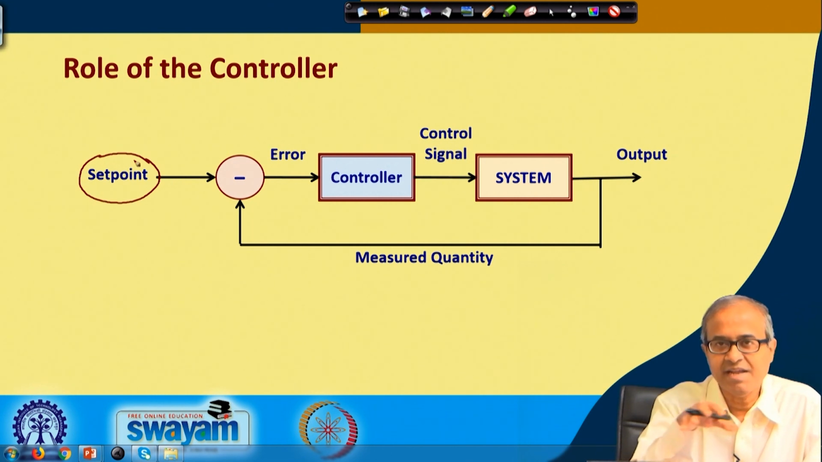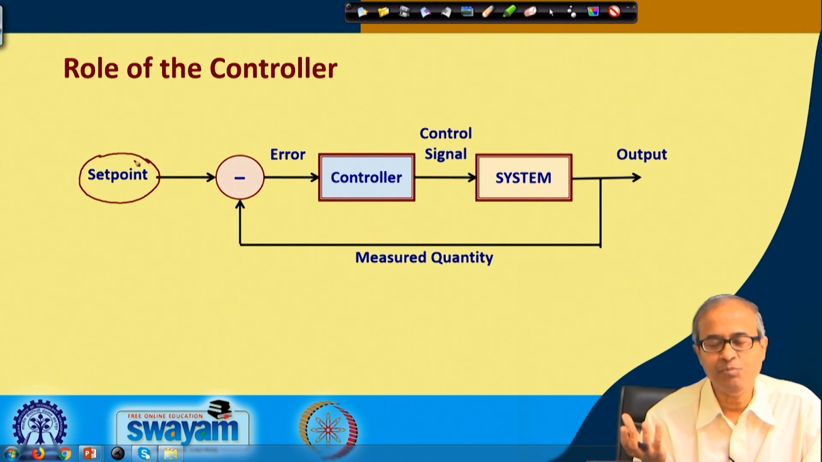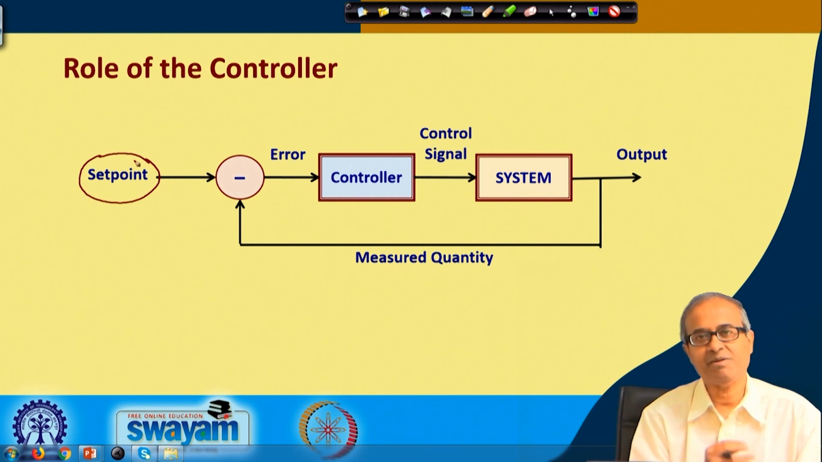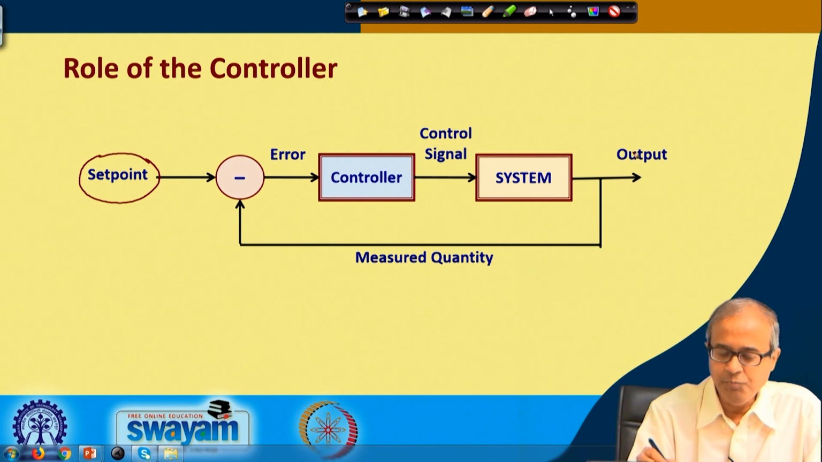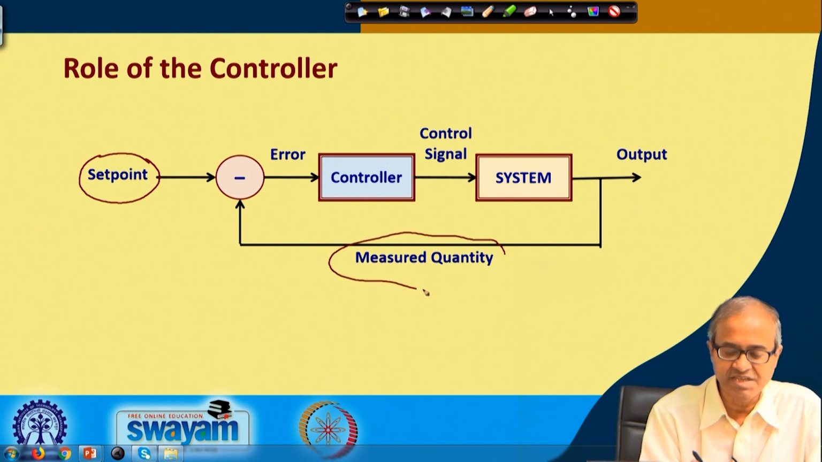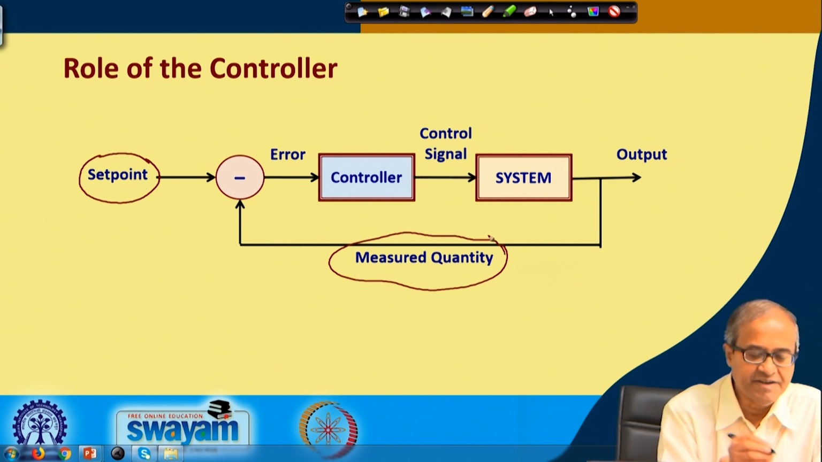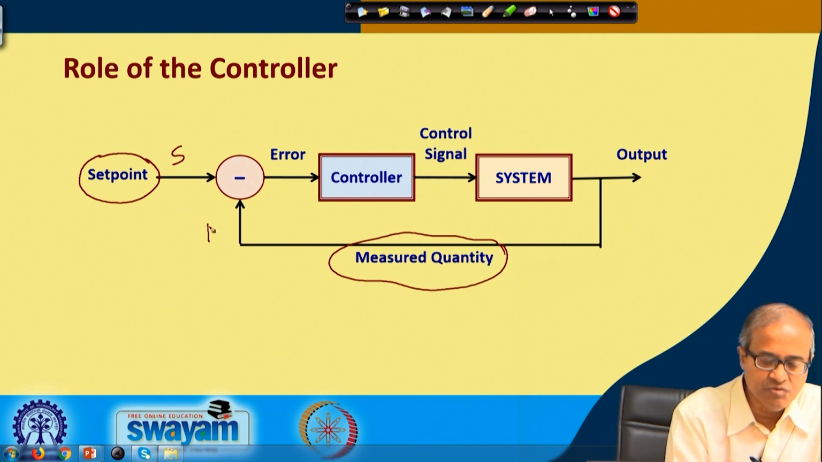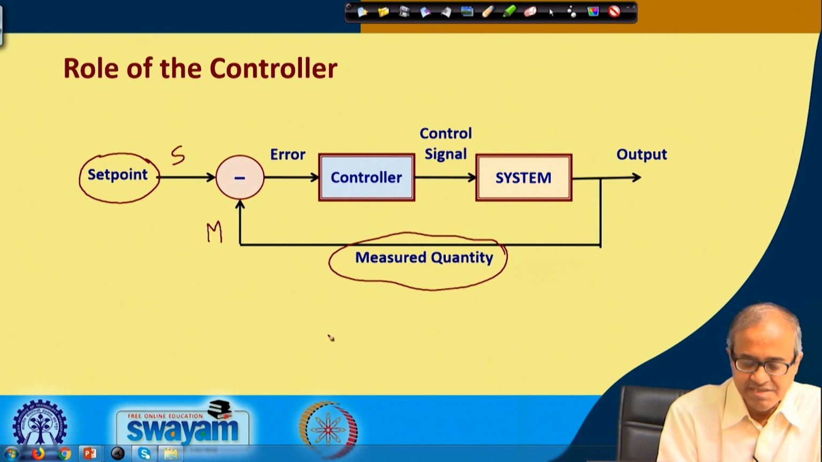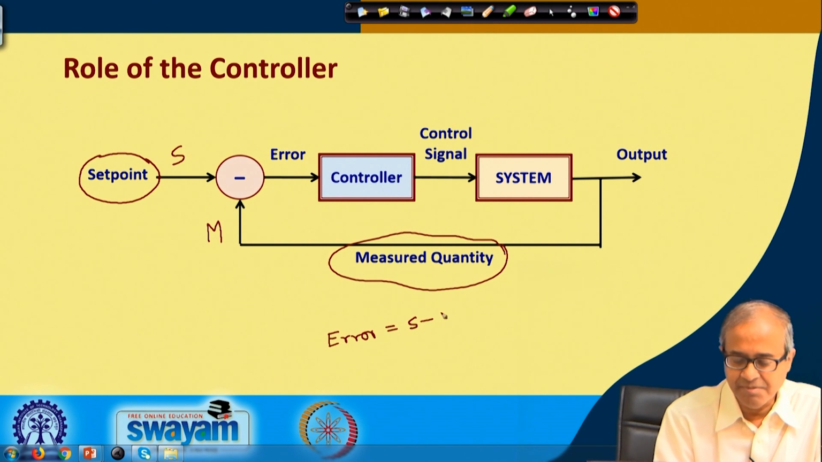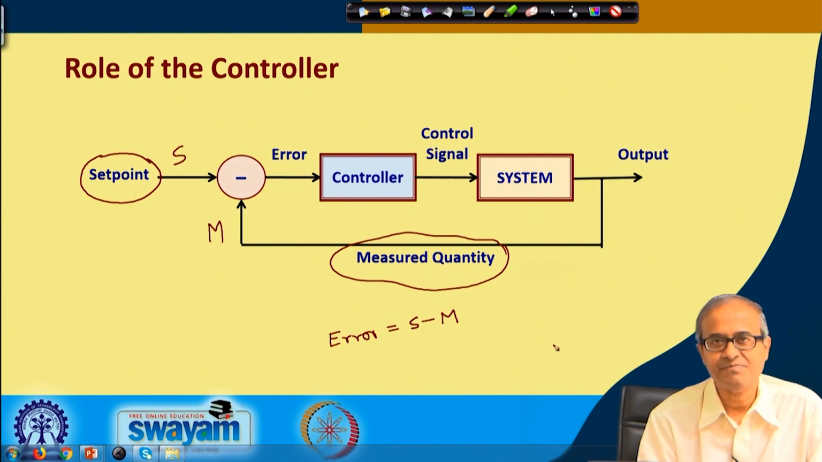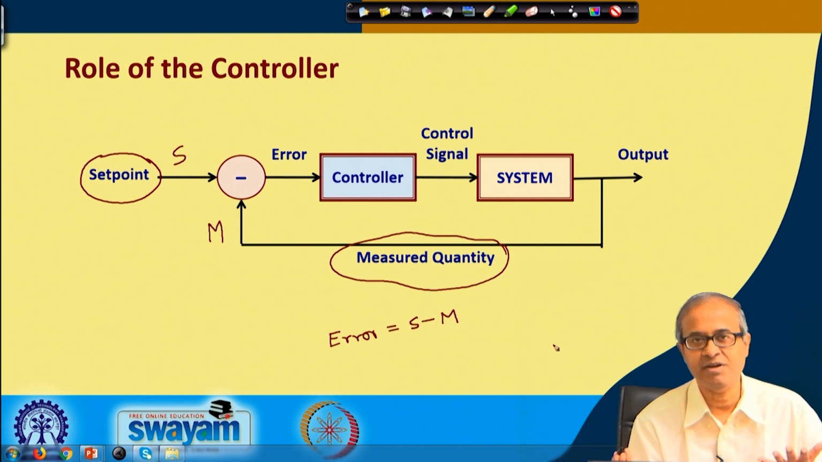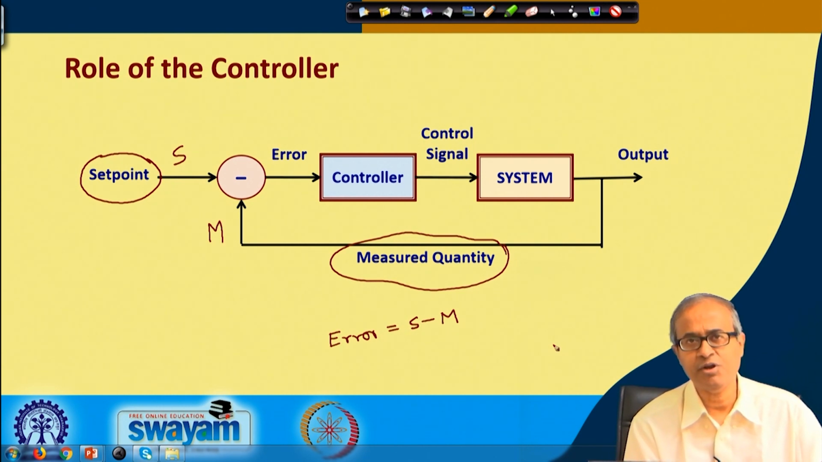We are setting a level where we want to maintain the value of a physical parameter, and the output through some sensor we are measuring it. Let us say my set point was S, my measured value was m. Let us say I define my error to be S minus m. So, how much different it is, whether they are equal. If they are equal, it is fine, I am already quite happy because my output is just at the set point.